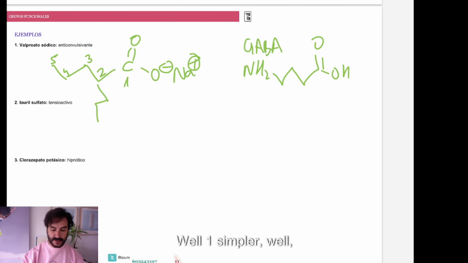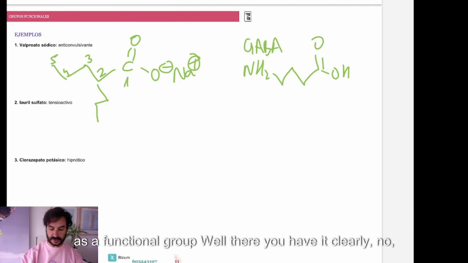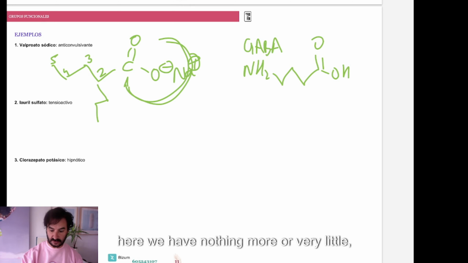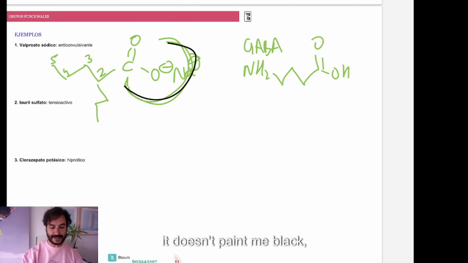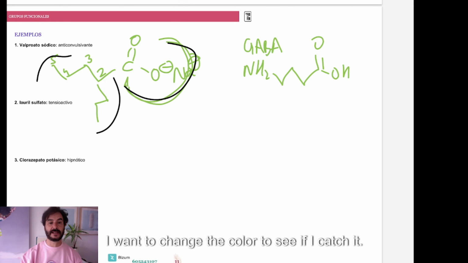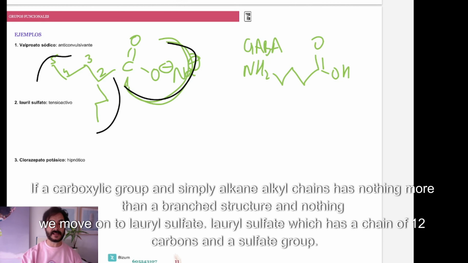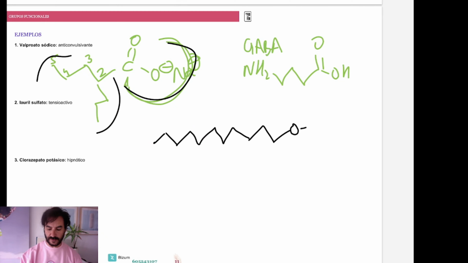Well, one simpler, as a functional group, you have it clearly here. We have nothing more, or very little: a carboxylic group, a carboxylate. I want to change the color to see if I catch it. A carboxylic group and simply alkyl chains, nothing more than a branched structure, and nothing else. We move on to lauryl sulfate, which has a chain of 12 carbons and a sulfate group.